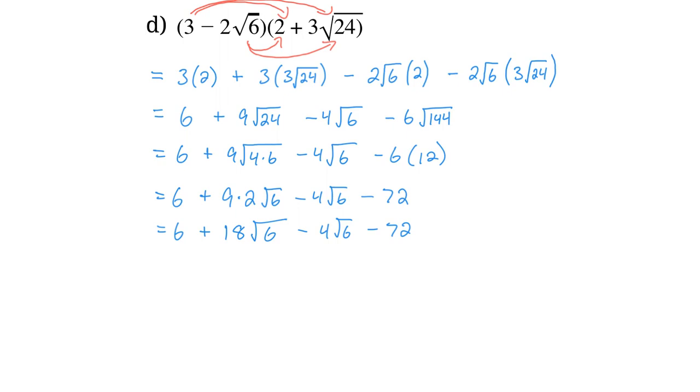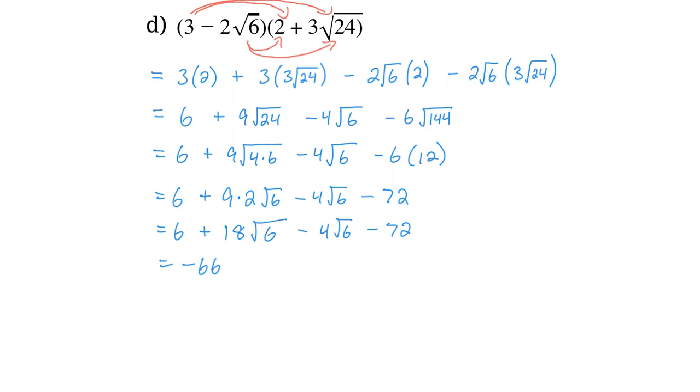Now looking at this, we can't simplify any of our terms any further, but we can start adding and subtracting. So we have two whole numbers here that we can combine together. So 6 minus 72 is actually just a negative 66. And then looking at our radicals here, we have 18 root 6 minus 4 root 6. So we do have a common radical here. We have a root 6 that's common. So we can actually combine these two together.